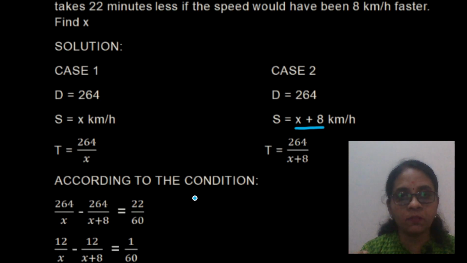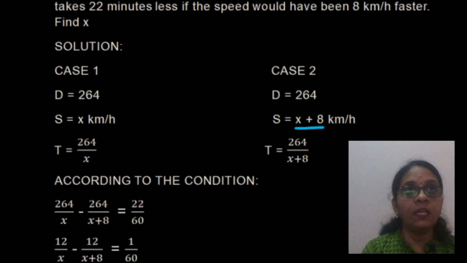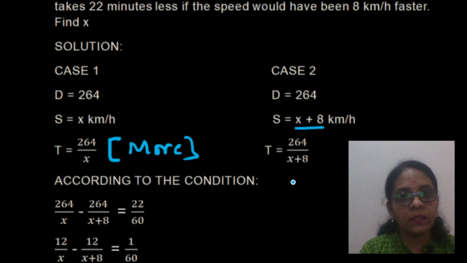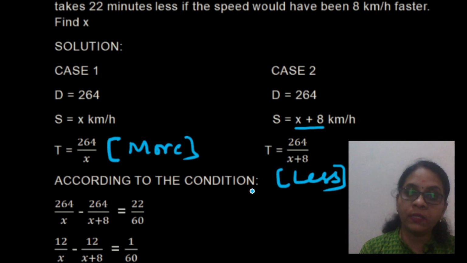Why is it 264? Simple speed distance time formula. Speed is distance by time, so time becomes distance by speed. So it is 264 by x and 264 by x plus 8. Now it is equal to 22. Why did we equate the result to 22? Children, this time is more than this. Why? Because if the speed is less, you take more time.